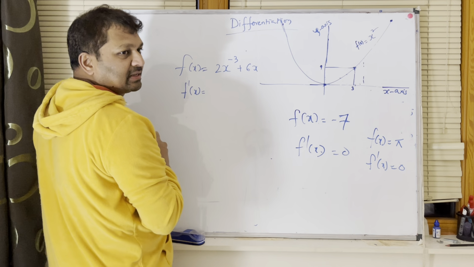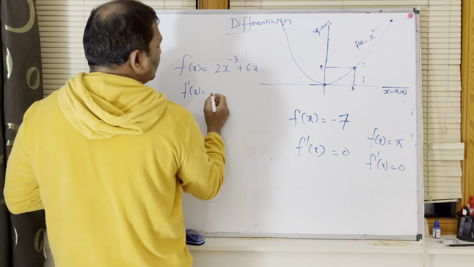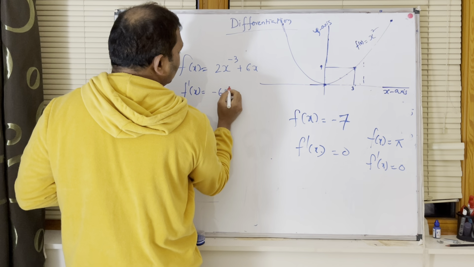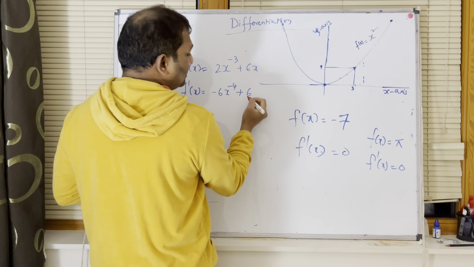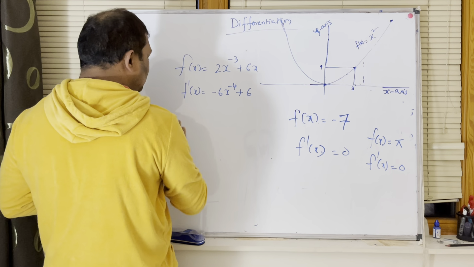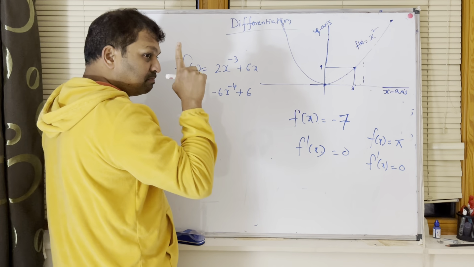What is f dash x? Minus 6x to the power of minus 4 plus 6. Okay? So there are also certain scenarios where x is at the power.